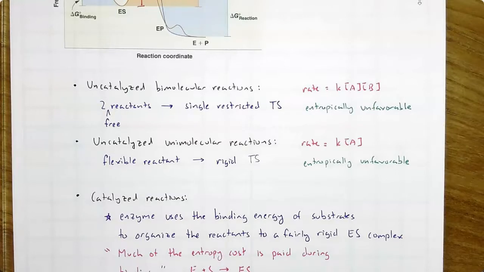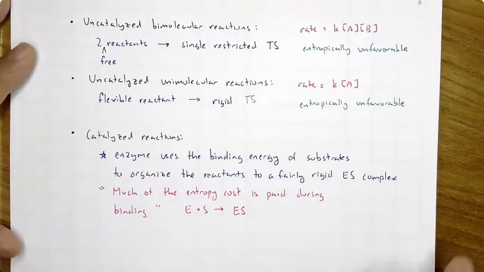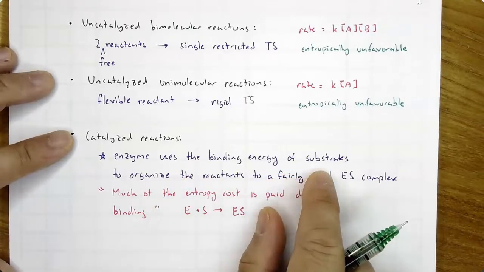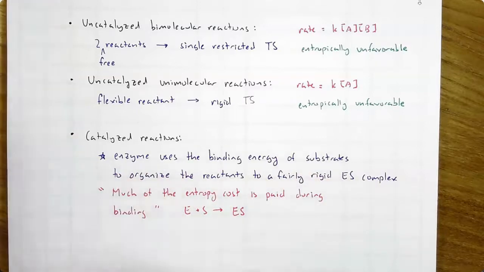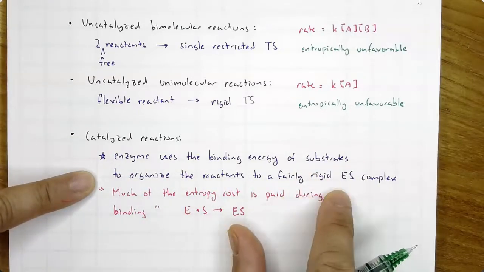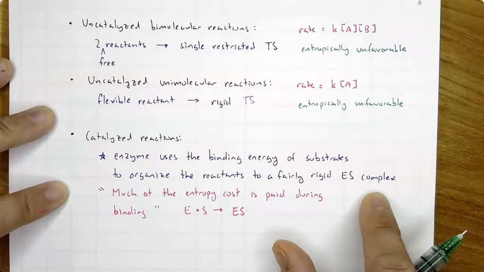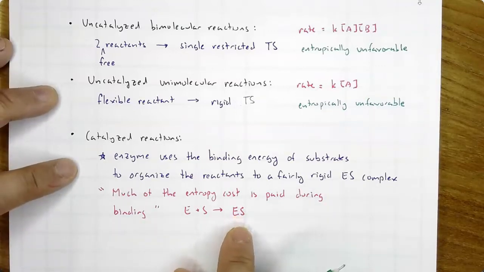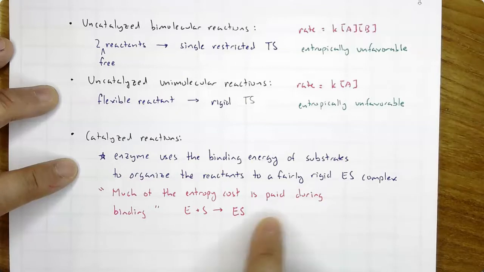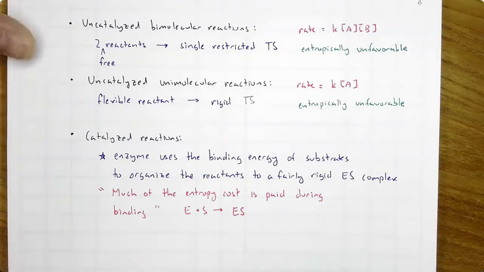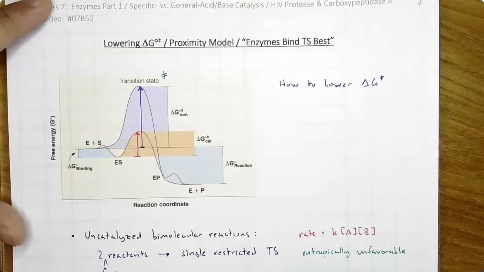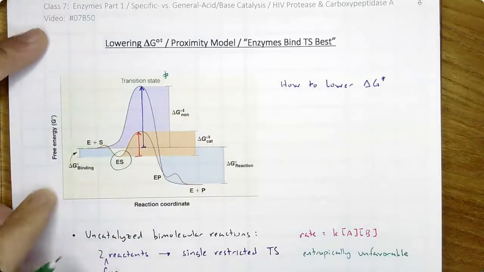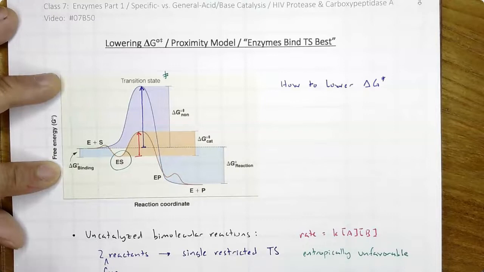Now let's go to the catalyzed reaction using an enzyme. The enzyme uses the binding energy of substrates, the binding energy when the substrate binds the enzyme, to organize the reactants into a fairly rigid enzyme-substrate complex. What I want us to remember is that much of the entropy cost in rigidifying this complex is paid during the binding. And we have to remind ourselves on the reaction coordinate diagram, see how the enzyme substrate complex is actually lower in energy. That is due to the energy of binding.